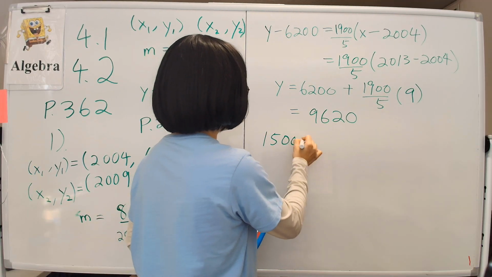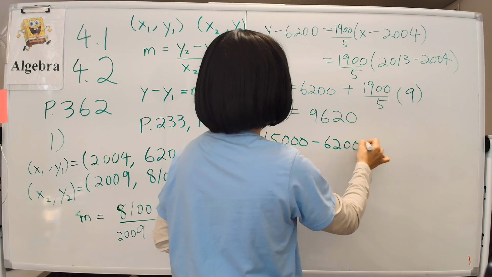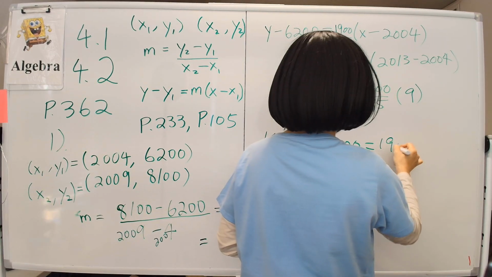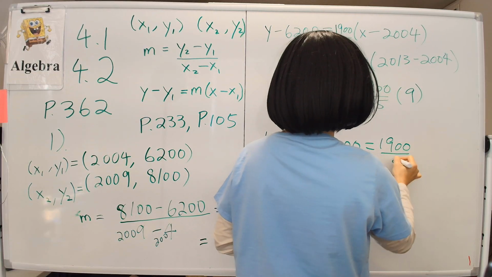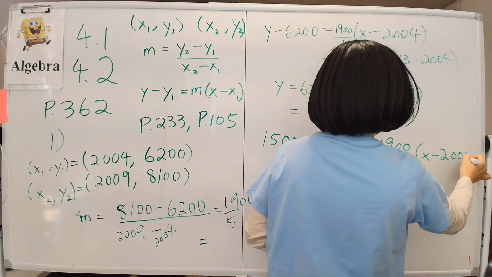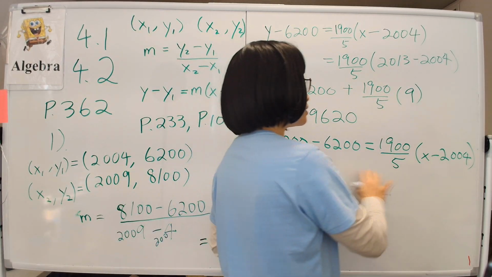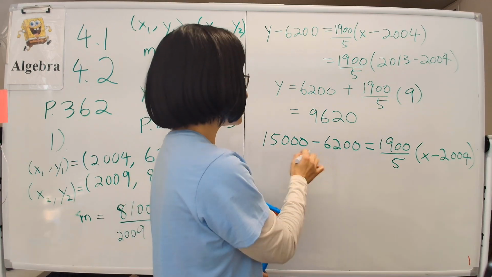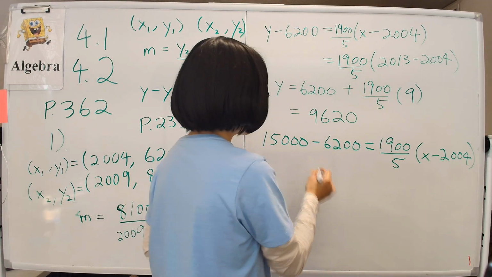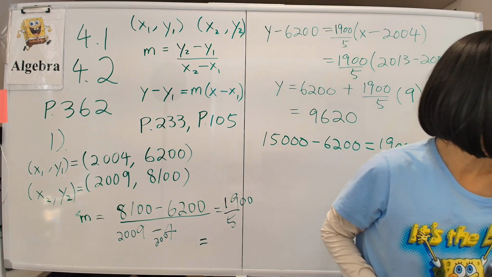So we'll write down 15,000 minus 6200, that's our equation, and that equals that pile of stuff, okay? So it's 19, I'll write this again, divided by 5 times x minus 2004. All right, so in this case, we're going to solve for x. So basically, we're going to solve this equation, and we just have to do some of these calculations, okay?